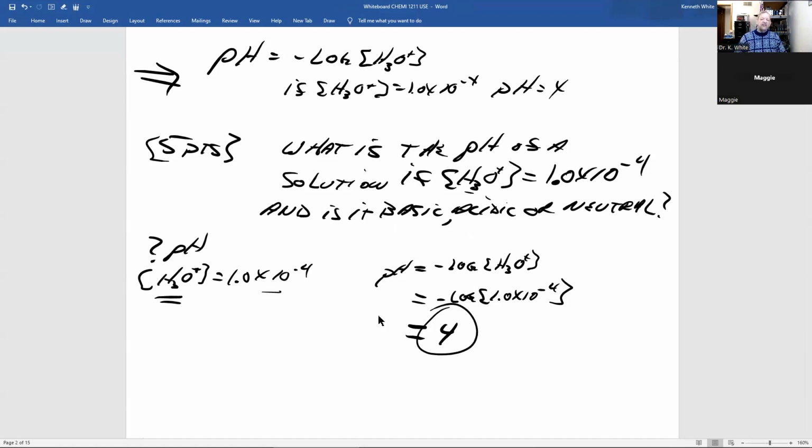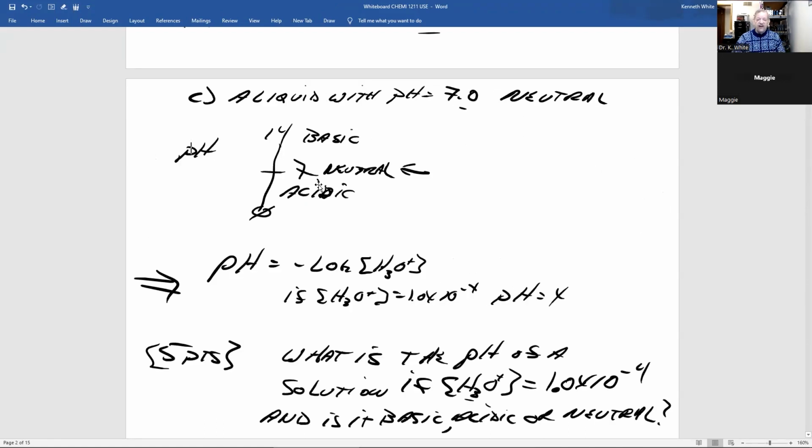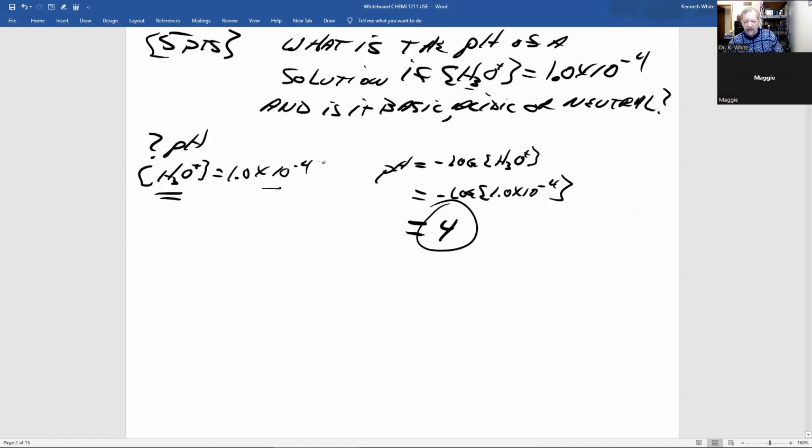That's the first thing. Is it acidic, neutral, or basic? And you should know this chart. I won't give it to you. This is one of the important things you should walk away from my class this semester knowing. It's like you know your own first name. I hope you know your own first name. And the pH was 4 for our problem. 4 is less than 7. Therefore, this is acidic.